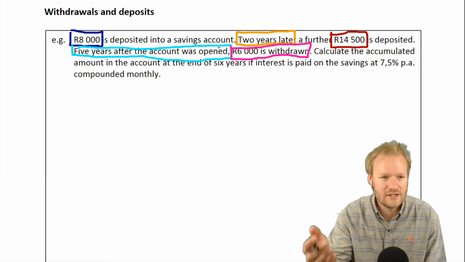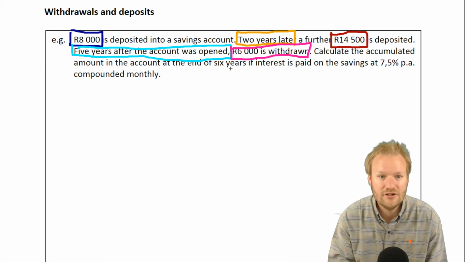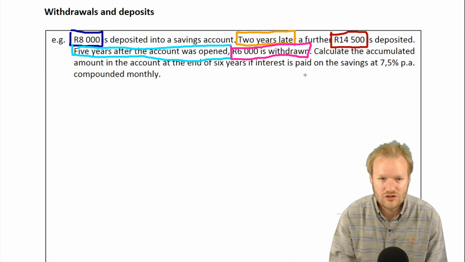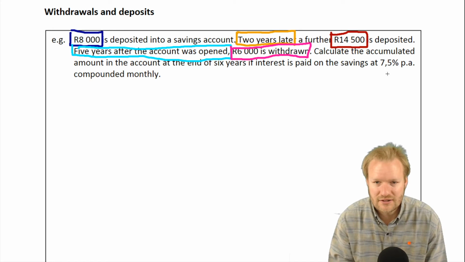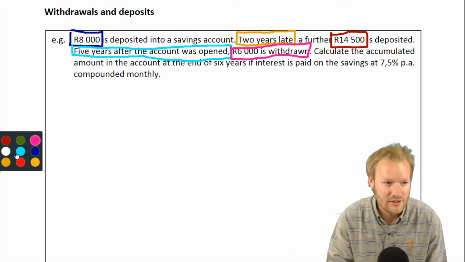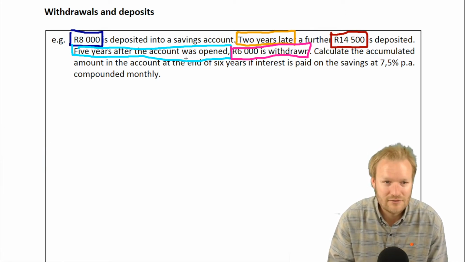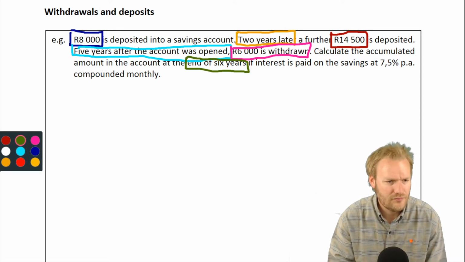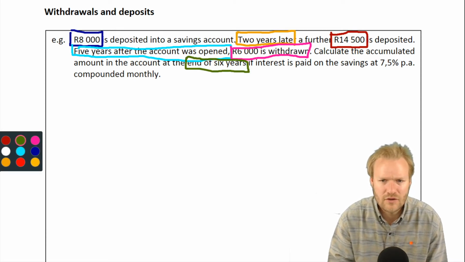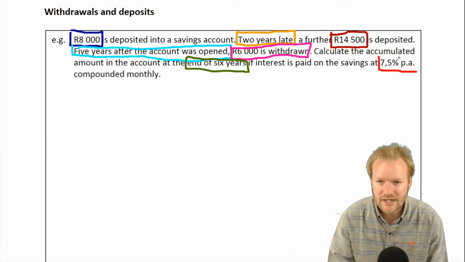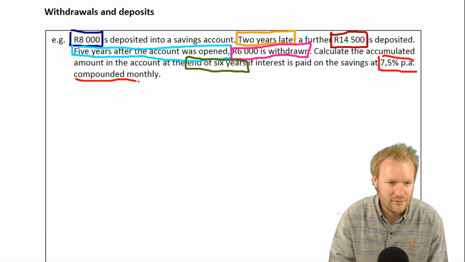Calculate the accumulated amount in the account at the end of 6 years if the interest paid on the savings is 7.5% per annum compounded monthly. Wow, so there are lots of bits of information here. In fact, so many I'm running out of colors. So the end of 6 years. And what have we got? 7.5%. What color haven't I used here? Bright red. 7.5% per annum compounded monthly.